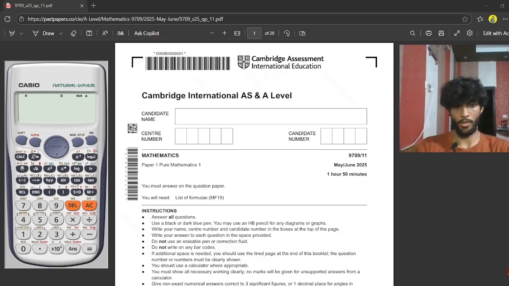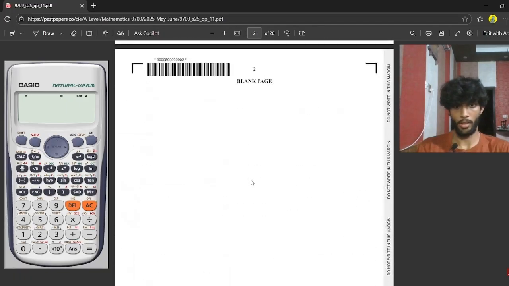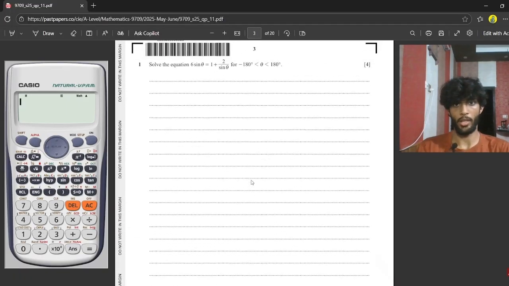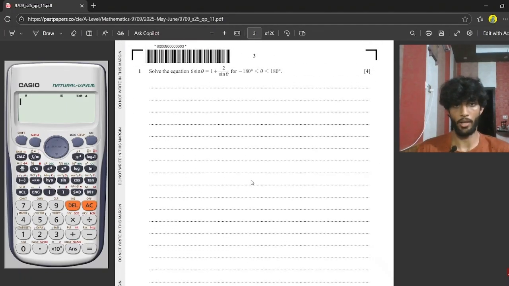So the first question is from trigonometry, and it says solve the equation 6 sine theta equals 1 plus 2 over sine theta, and then they've given us the possible values for theta, which are negative 180 to 180 degrees. So let's just straight up solve this. We're supposed to find a value for theta. That's what it means to solve this equation.